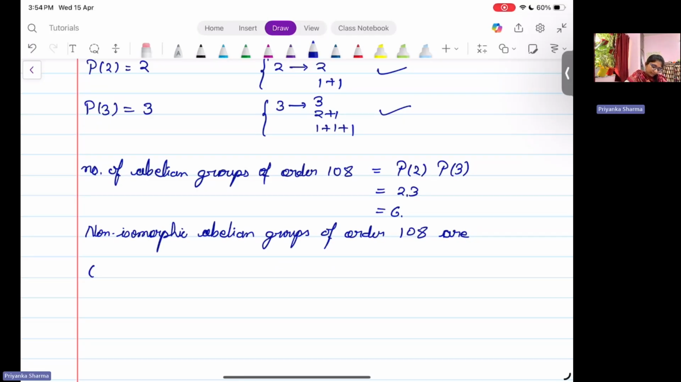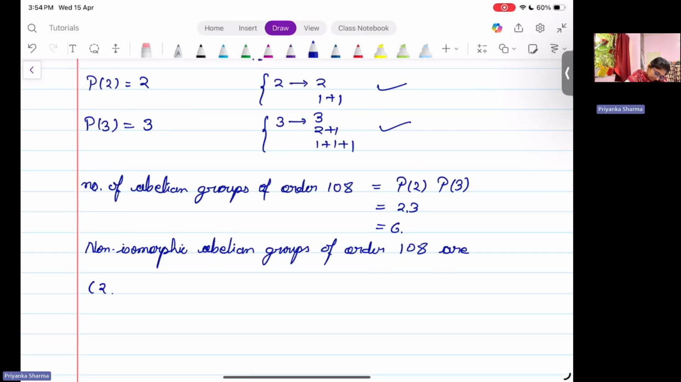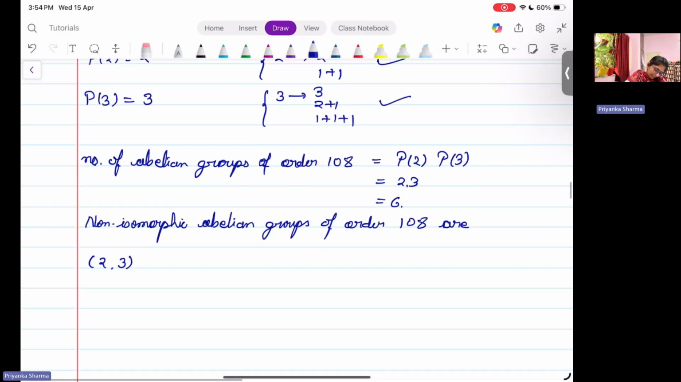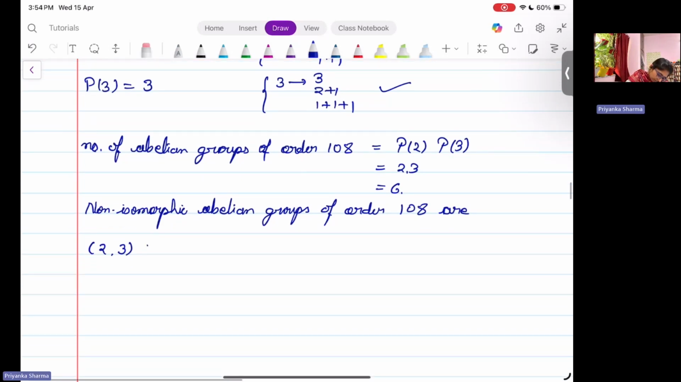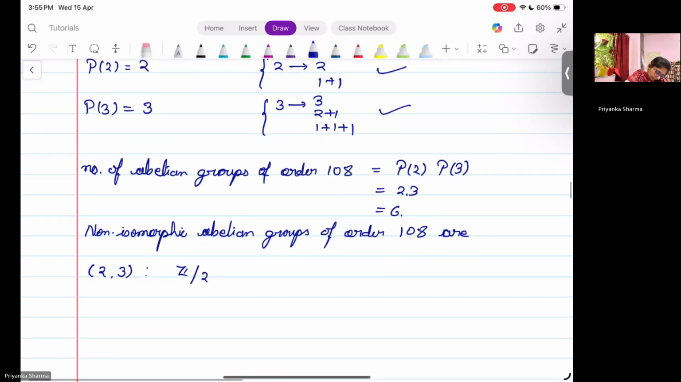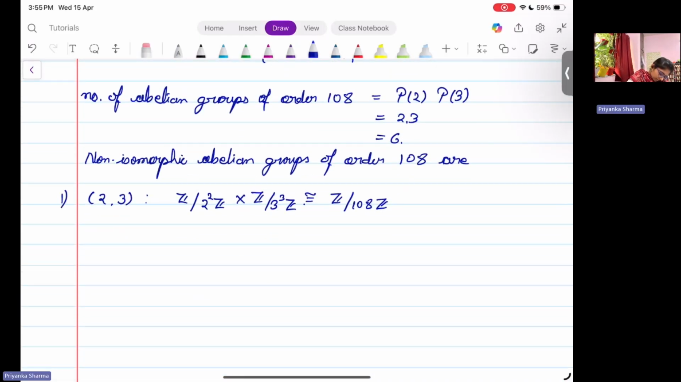Now we will write them using partitions of 2 and partitions of 3. First, we will consider the first partition of 2, that is 2. And here this 3 is the partition of 3. Corresponding to this, we will have the group Z mod 2 square Z cross Z mod 3 cube Z. And this will be isomorphic to Z mod 108 Z. So this is the first one.